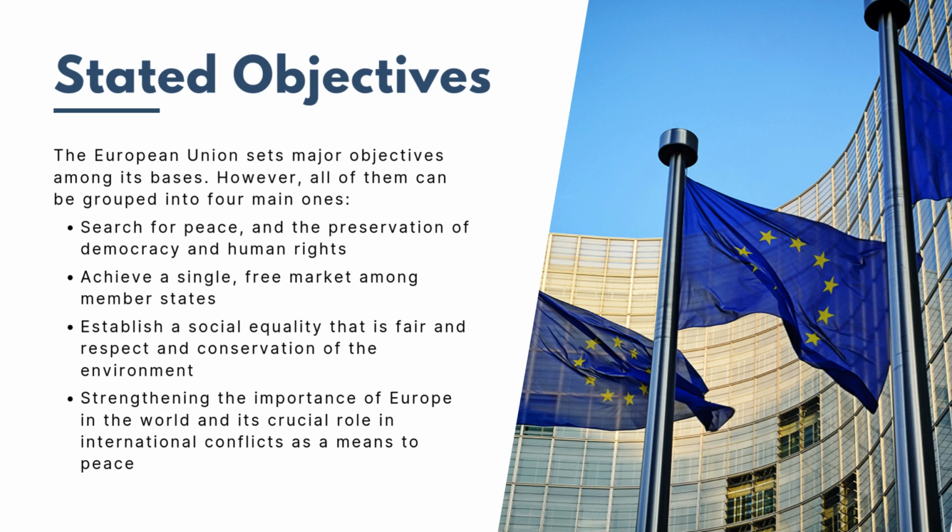As an organization, the European Union has major goals for the future. All of them aim at the social, political, and economic well-being of the member countries. However, they can all be grouped into four major blocks: the search of peace and preservation of democracy and human rights, to unite all the countries in the region in a single free market, to establish a social group equal in its rights, obligations, and opportunities, ensuring respect and protection of the environment, and the strengthening of Europe as a world power and crucial in the intervention of international conflicts.